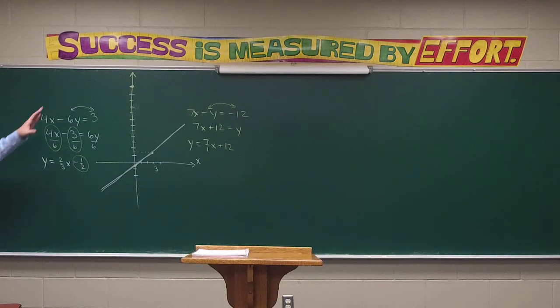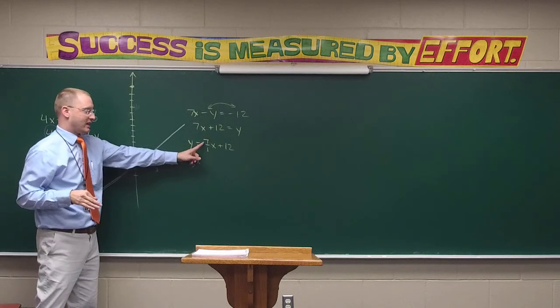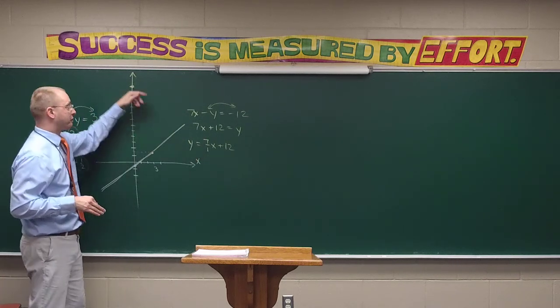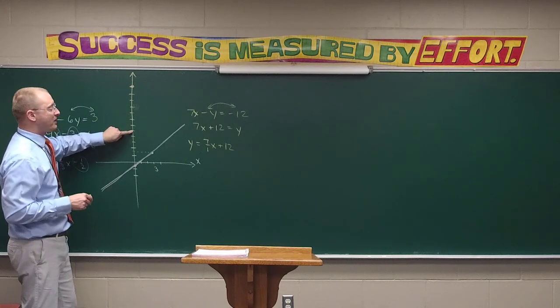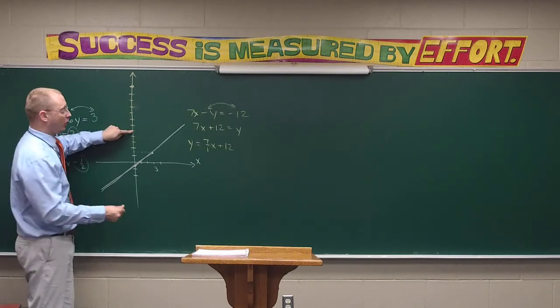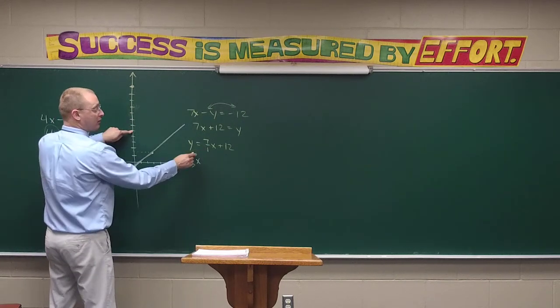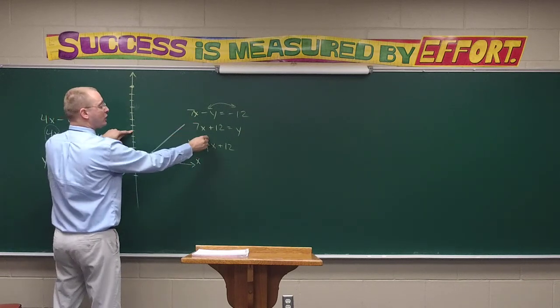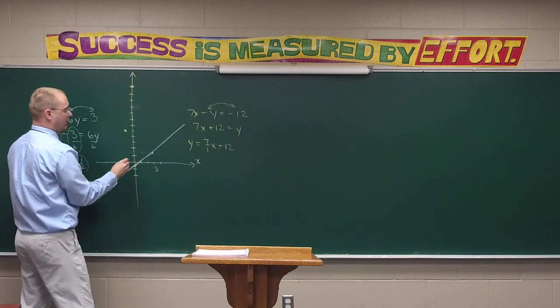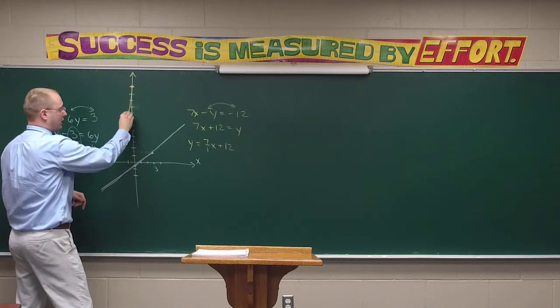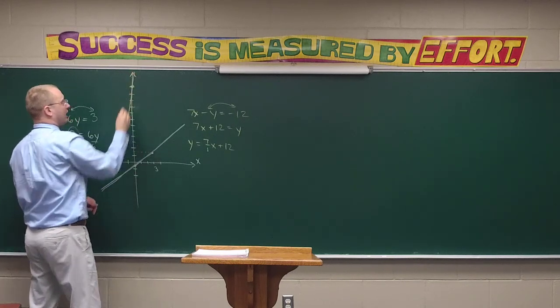Okay, I've already made it this tall. So instead of rising 7, class, I'm going to go in reverse. I'm going to fall 7: 1, 2, 3, 4, 5, 6, 7. But then I also have to reverse the run. Normally, I would run which way? To the positive, right? But since I reversed the 7, I'll also reverse the 1. I'll actually run backward 1 unit here. And so my line should look something like that.